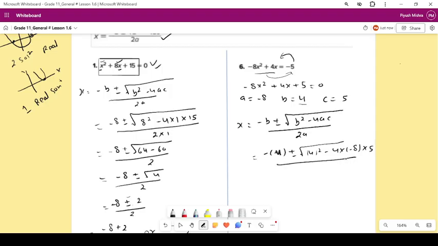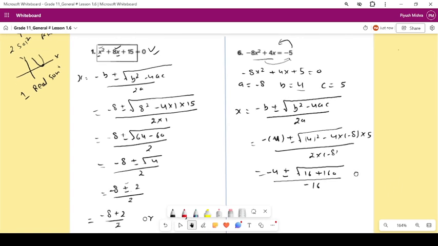By 2 times minus 8. Further solve it. You can see here it will give you minus 4 plus minus under root of 16, and minus will become plus, so it will become 160, by minus 16. Solve it further.